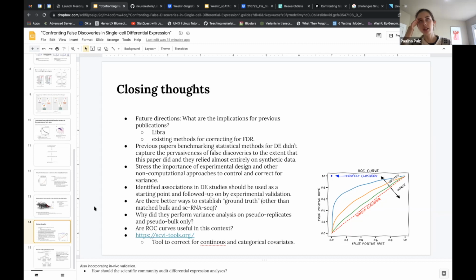And I think the strong point of this paper is that previous papers benchmarked these methods, but they did that using synthetic data, and they didn't really capture the pervasiveness of those false discoveries. Then another important point that this paper brings forth is that it's important to stress experimental design and other non-computational approaches to control and correct for the variance that I mentioned in the last slide.